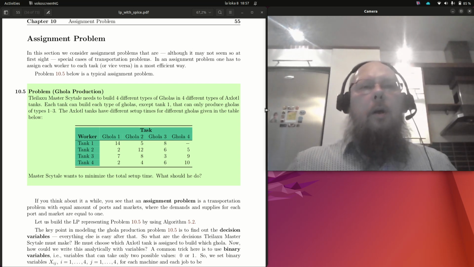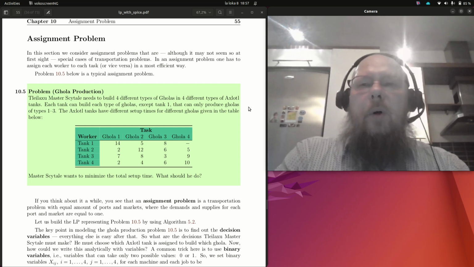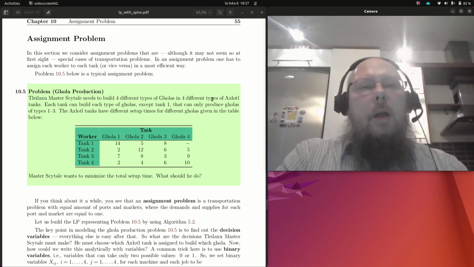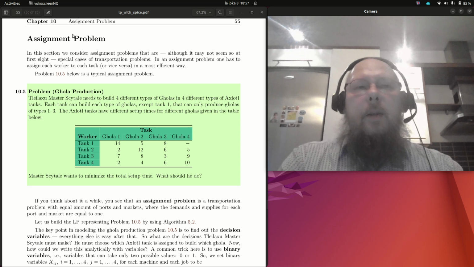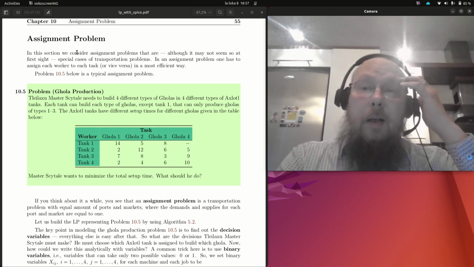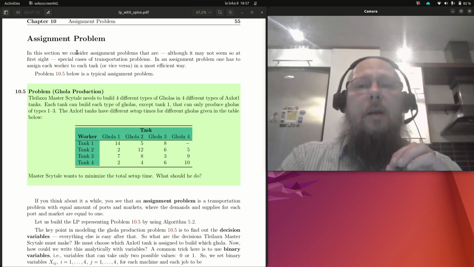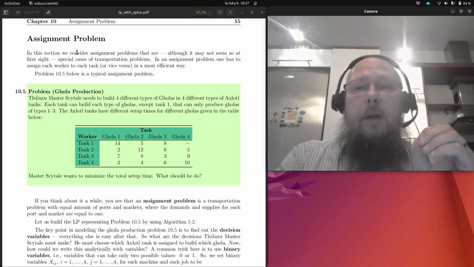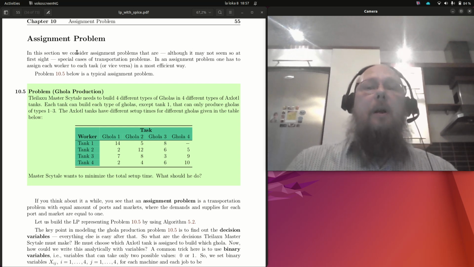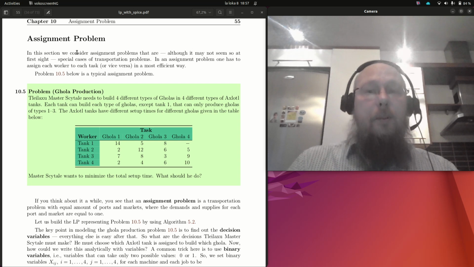We are now on chapter 10, more transportation problems, and in this section we are considering the so-called assignment problem. Assignment problems are actually almost special cases of transportation problems. It's maybe not completely clear, but I hope it should become clear very soon.